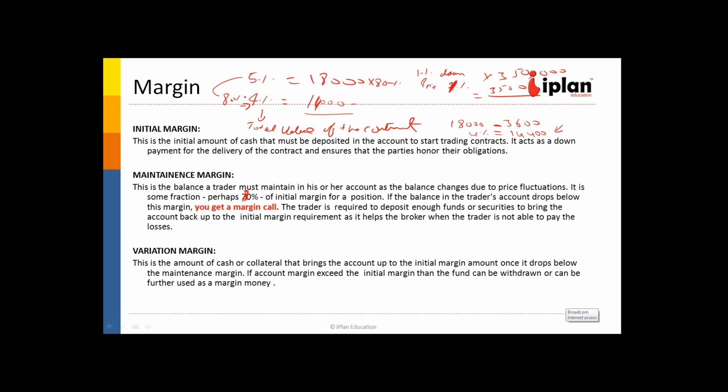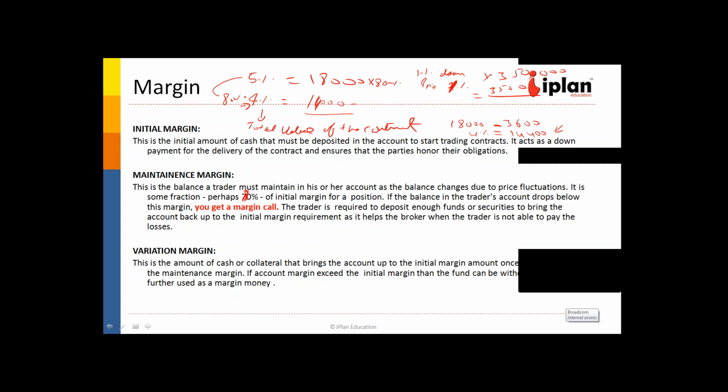So let's say that is the amount you have to deposit, and if you do not deposit, they square off your position and give you back that 14,000 rupees in your account. And if you deposit, then your contract is carried forward. Okay, so you remain in the trade. Now the variation margin is the difference which will bring your account back to the initial margin level.